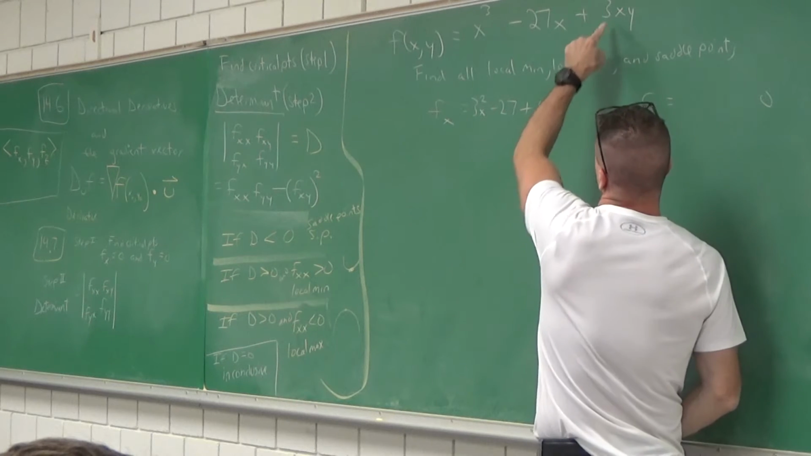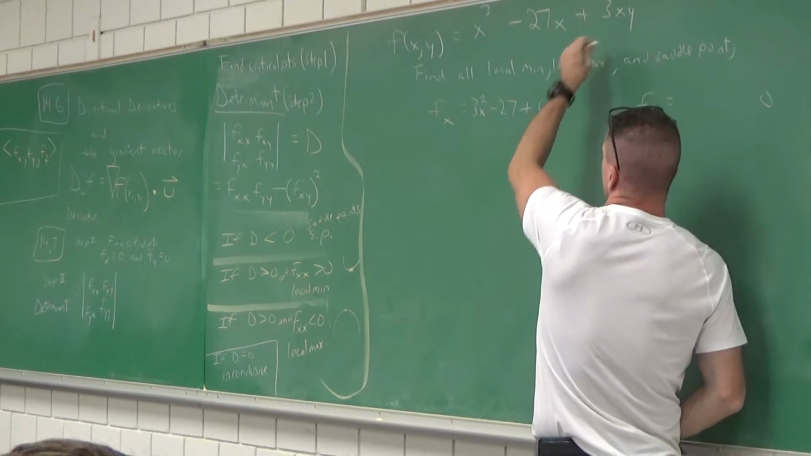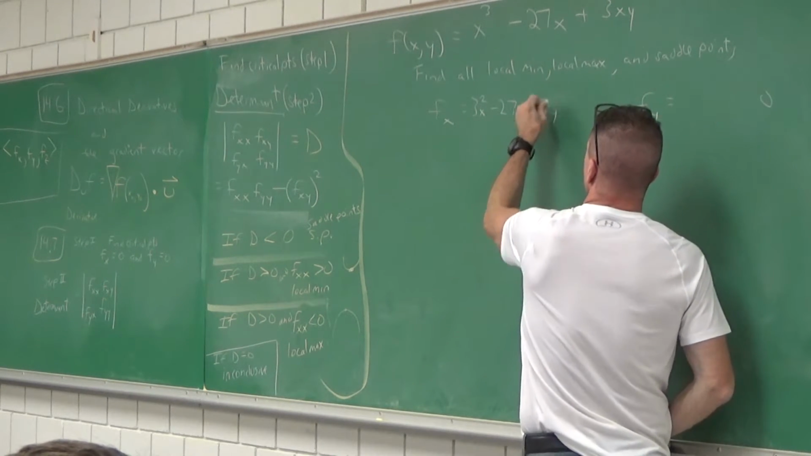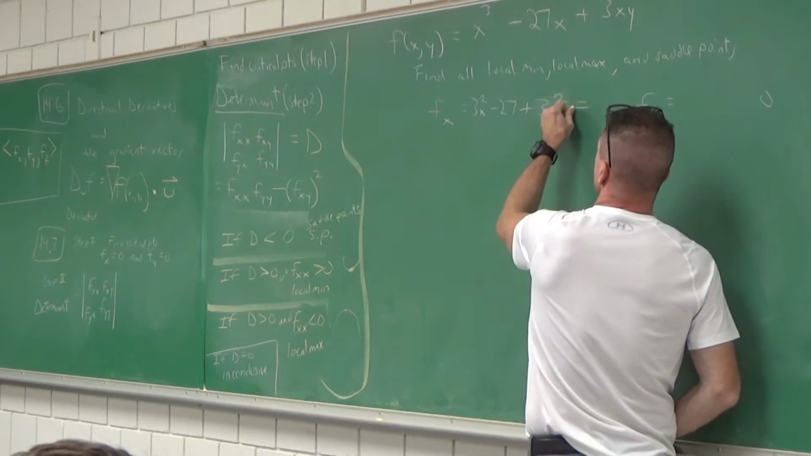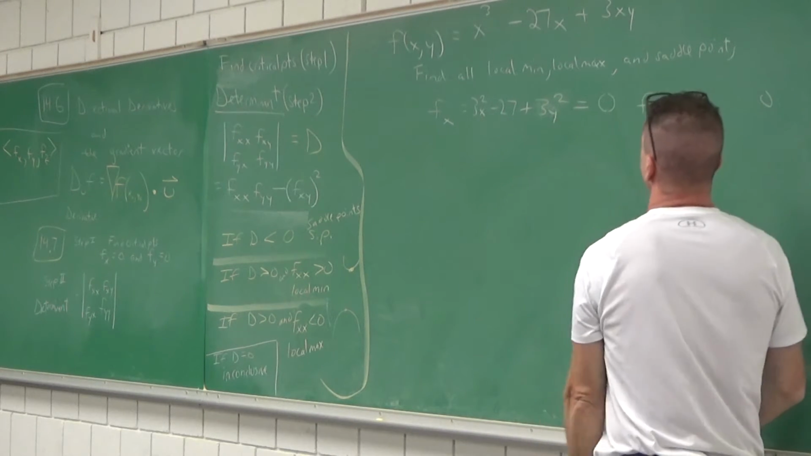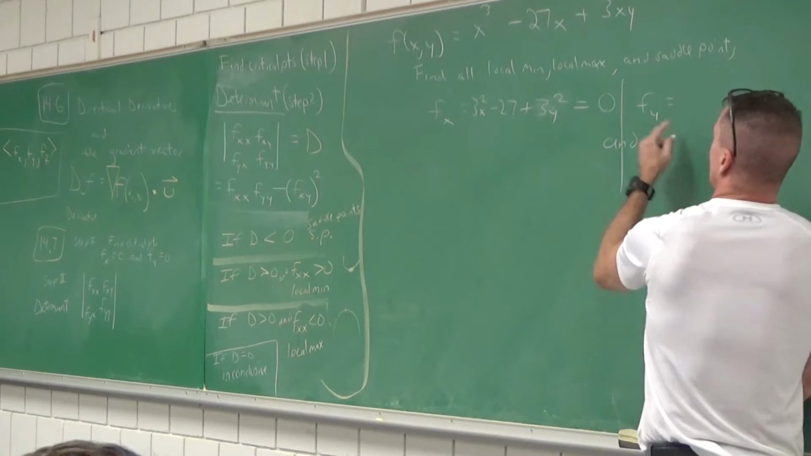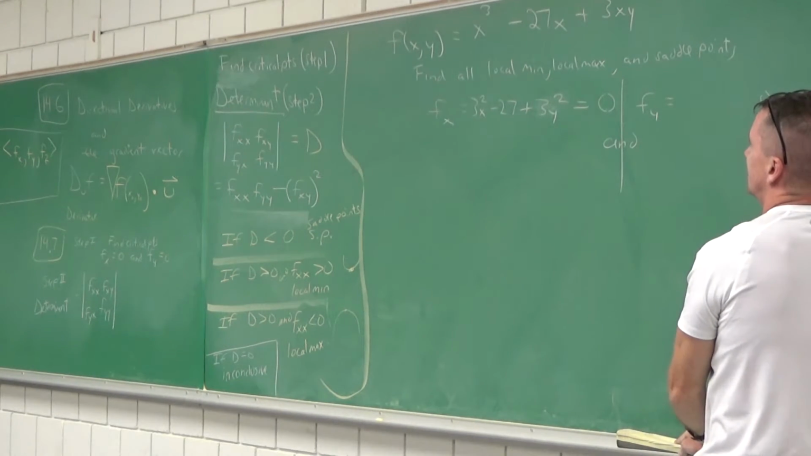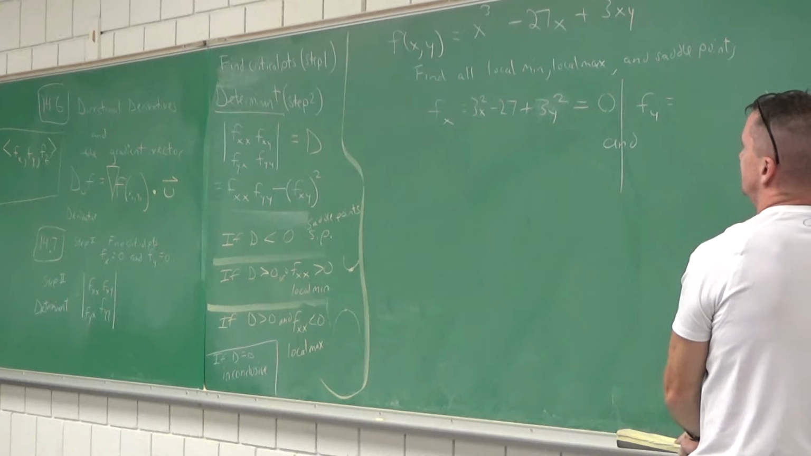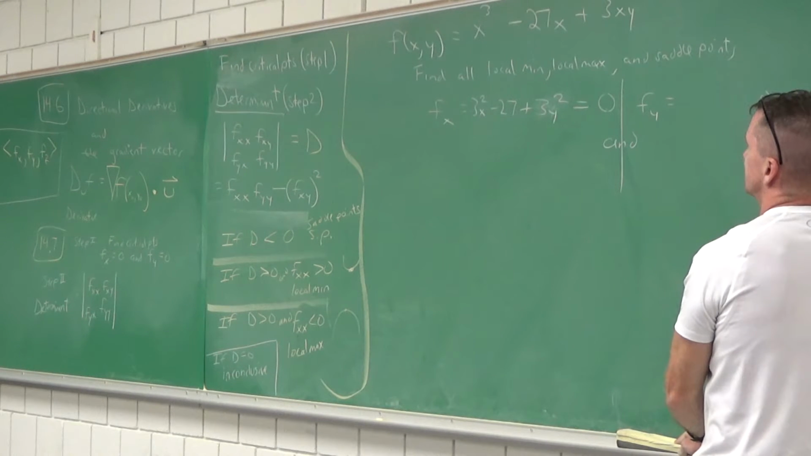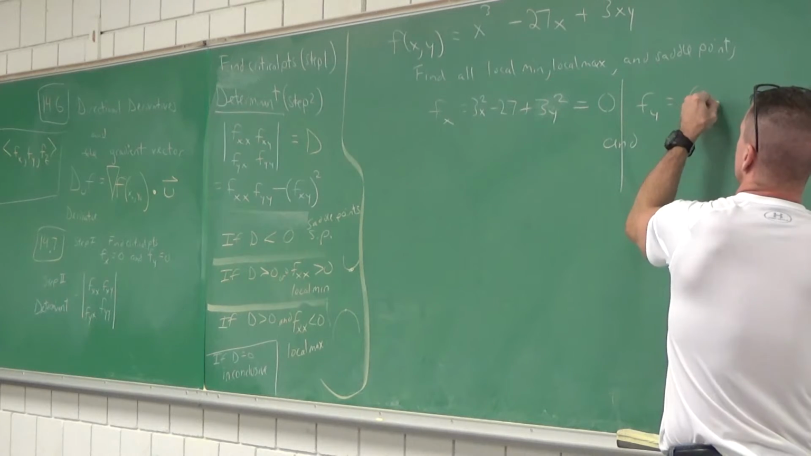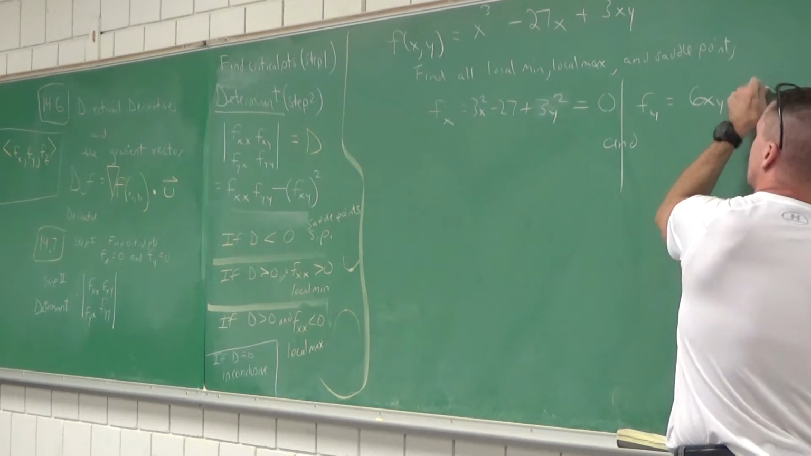6y squared, yes. Is that the derivative with respect to x? No, 3y squared, sorry. Equals 0. Now don't forget, what else we need to figure out? fy, which is 6xy, equal to 0.